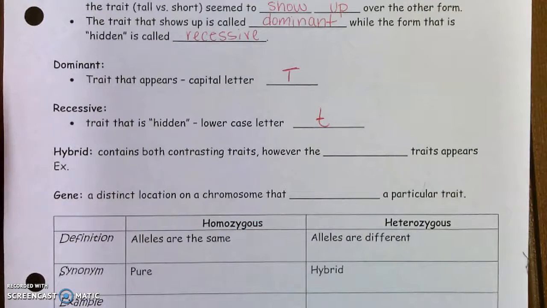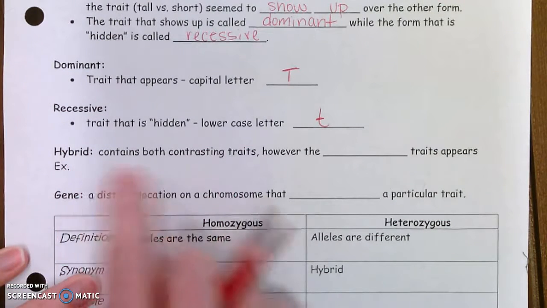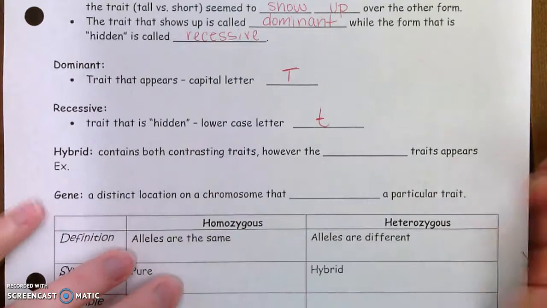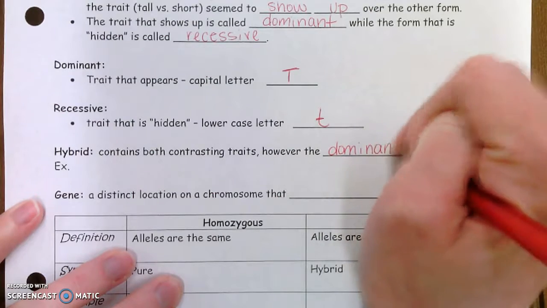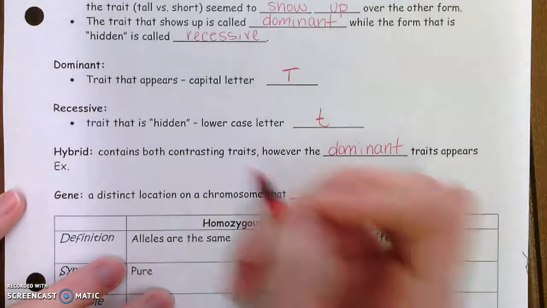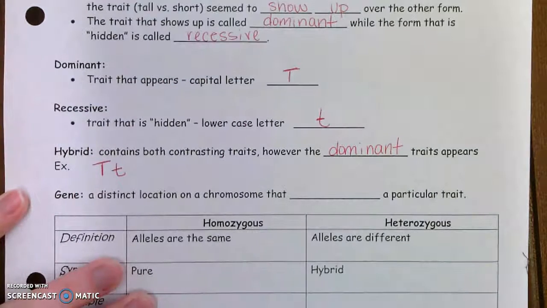Now, for each trait that we talk about, we will be using two letters to code for one trait. So you would get one letter from your mom and one letter from your dad. So if you have two letters, and one's capital and one's lowercase, one word we use for that is hybrid. So it contains both contrasting traits, however the dominant trait appears. Okay, so for example, we would write that as a capital T, lowercase t in these notes.